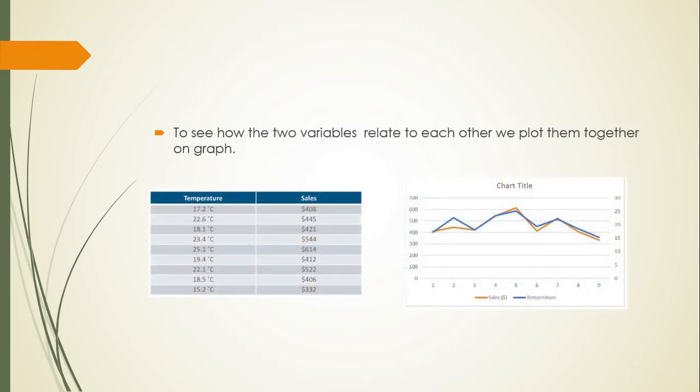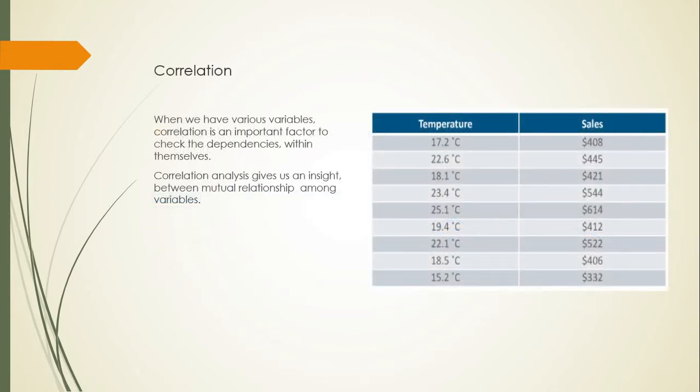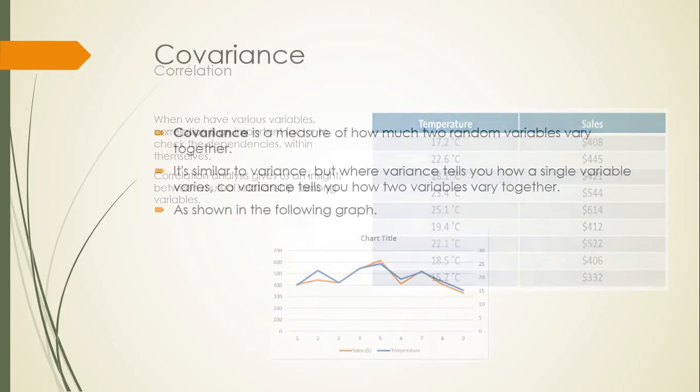To see how two variables relate to each other, we plot them together on a graph or a chart. So here, the same thing, as I said, as temperature increases, the sales also increase. Here the orange line shows the sales, and the blue line shows the temperature. So now let's see what's correlation. When we have various variables, correlation is an important factor to check the dependencies within them. Correlation analysis gives us an insight into the mutual relationship among the variables.